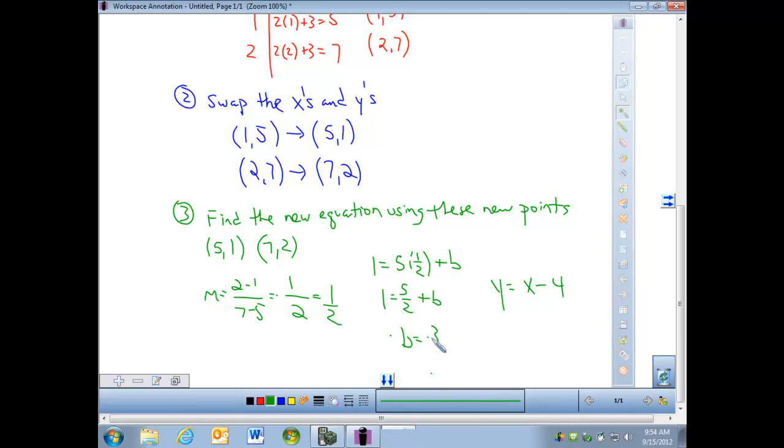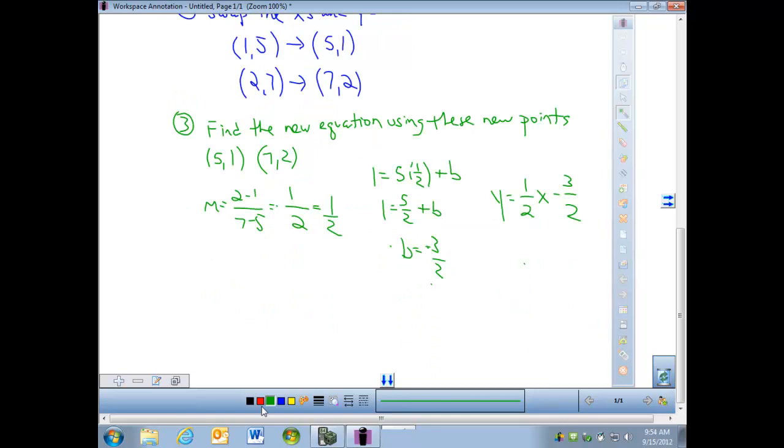Still doing the process the same way. Now as I subtract that 5 halves, I'm going to get a negative 3 halves now. And so my final function is going to be 1/2 x minus 3 halves. This is the inverse of my original function. Now, do you believe me? Do you believe that this is really the inverse?